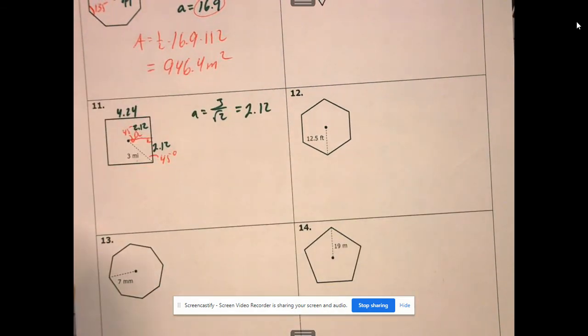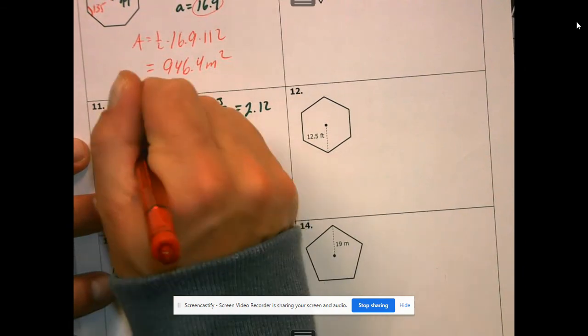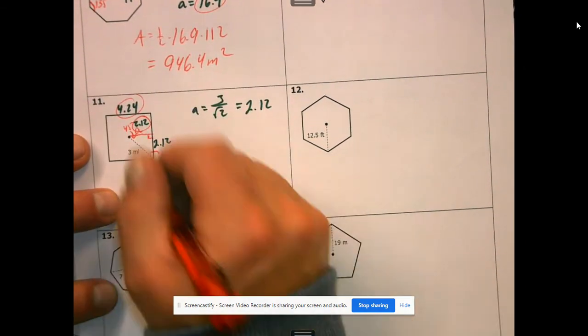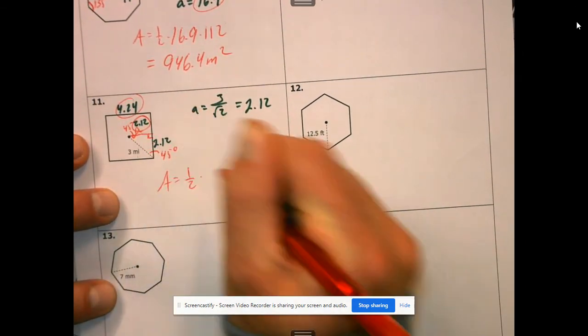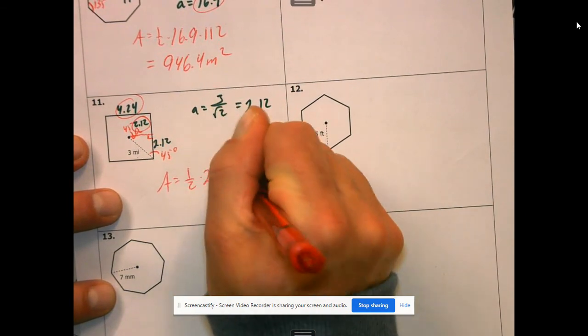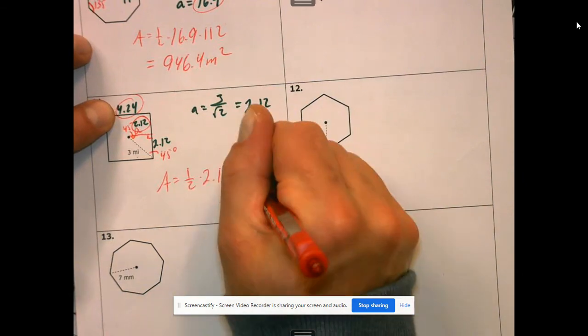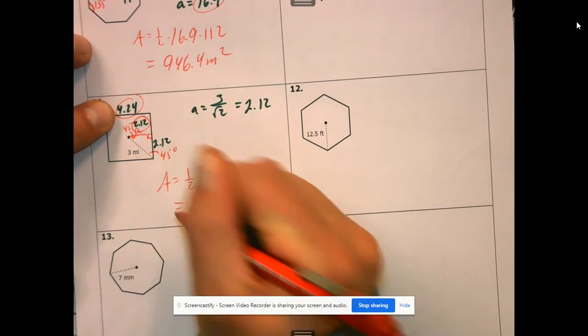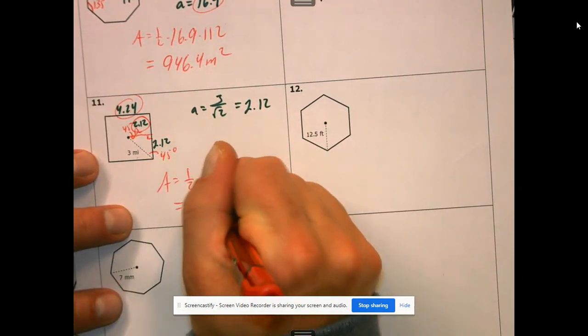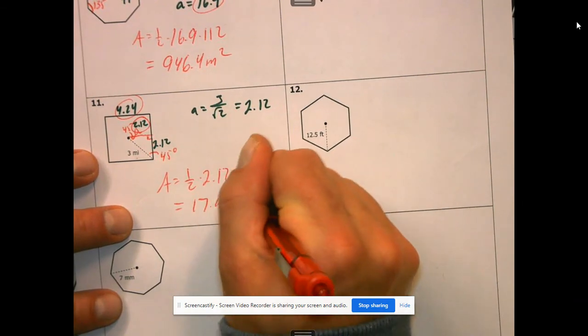Okay, we've got the pieces. We've got the apothem. We have the length of one of the sides. Finish it off. Formula, 1/2. Apothem is 2.12. That number times 4 sides comes out to be 16.96. If you type it in, 17.98 square miles.